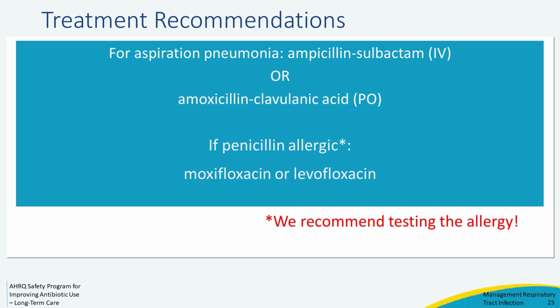We recommend using ampicillin-sulbactam or amoxicillin clavulanic acid for residents with aspiration pneumonia, not pneumonitis. This provides aerobic and anaerobic coverage and covers typical organisms found in the oropharyngeal flora. If the patient is penicillin allergic, you can consider using a fluoroquinolone with anaerobic coverage, such as moxifloxacin.